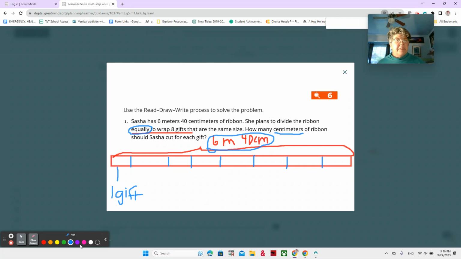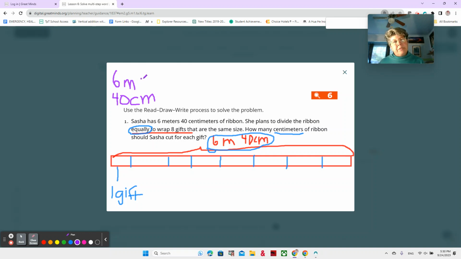All right, let's pick up a different color here. All right, then let's write it up here. You are writing this in your book, so make sure that you are putting it there. 6 meters and 40 centimeters. Now we're going to change this all into centimeters, but the 40 centimeters is already in centimeters, right? So we just need to change our 6 meters into centimeters.